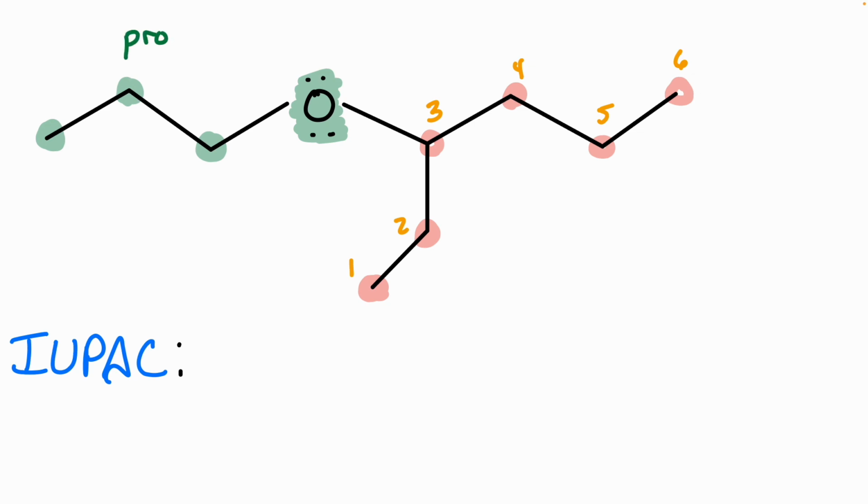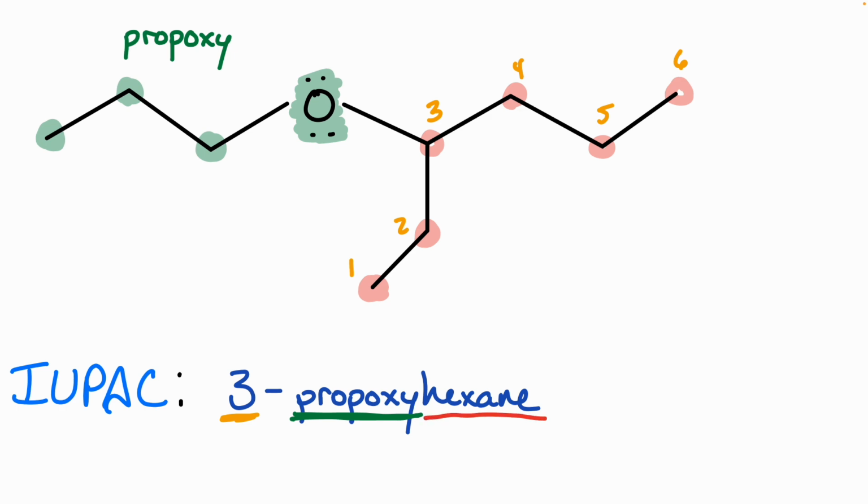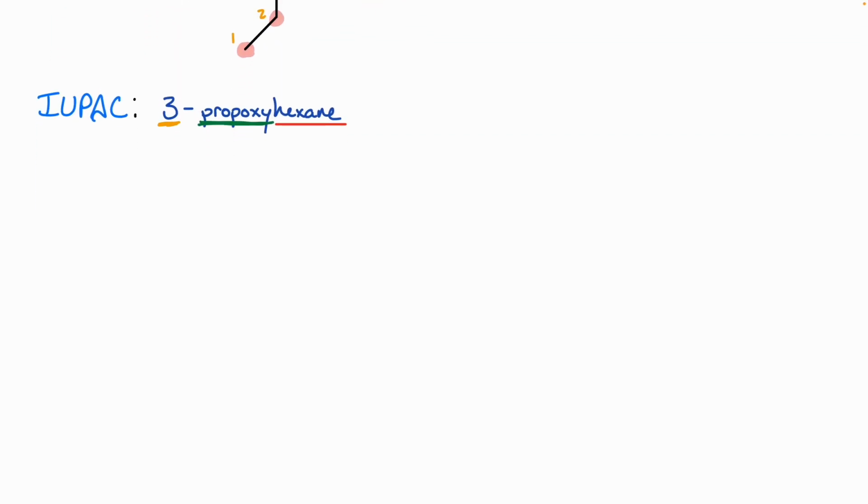Propoxy. All right, so my IUPAC name here is 3-propoxyhexane. All right, my parent chain, my longest continuous set of carbons is that hexane, and I have my ether group that's located on carbon 3. All right, let's do one more.